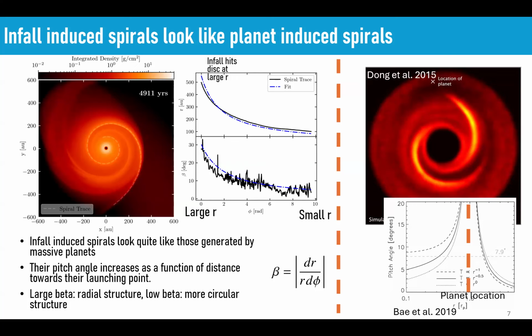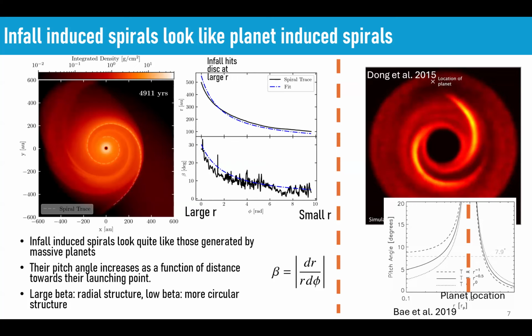So large R up here is the outer radial region, and I just define the tip of the spiral as phi of 0. So this is just tracing the spiral in R phi. This beta parameter here is the pitch angle of the spiral arm. So a large pitch angle, this is the definition, it's dr over r d phi.